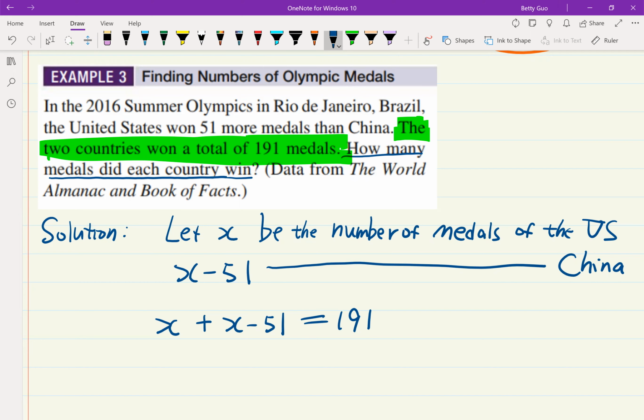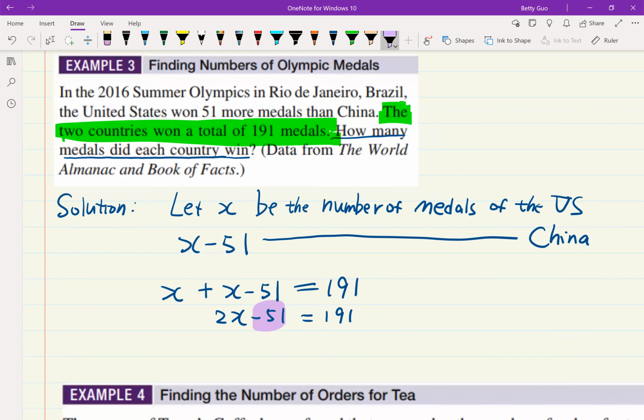Could we simplify the left-hand side a little bit? X plus X, what is it? 2X. Simplify each side of the equation, right? 2X minus 51 equals 191. Do we want to get rid of negative 51 from the left-hand side? How do we do that? You can use transposition of terms. Do you want to move it over to the right-hand side? Yes, we want to do that, because we want to isolate the X on the left.